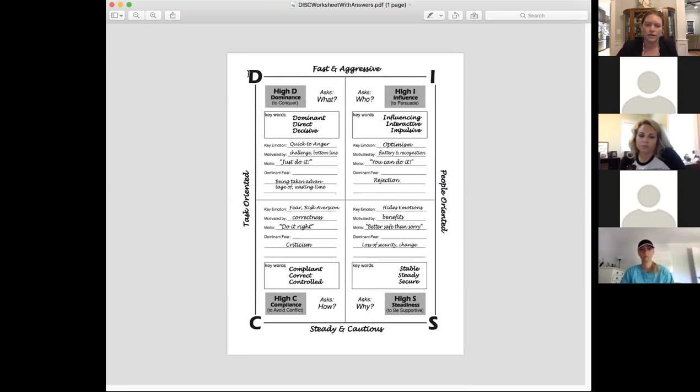So can you guys see me pointing when I'm pointing at stuff? Okay, just making sure what I'm actually sharing is what I think I'm sharing.